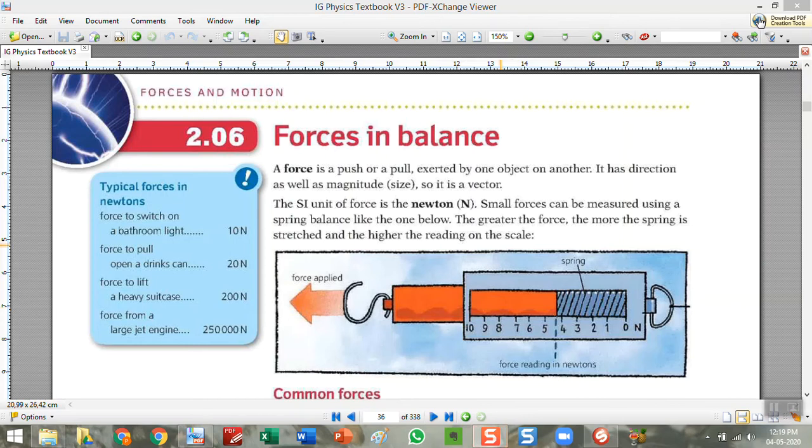We're going to look at forces in balance. You have now watched the video on Newton's laws where we give a brief explanation of what Newton's laws are. And now we're going to go to our textbook, page 36, and look at unit 2.06. So we're going to look at forces in balance, guys.